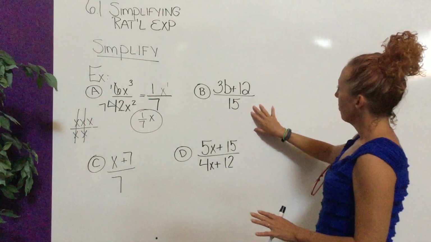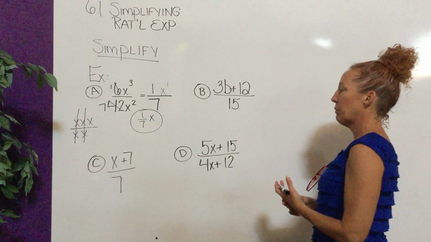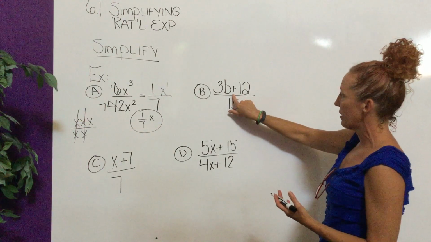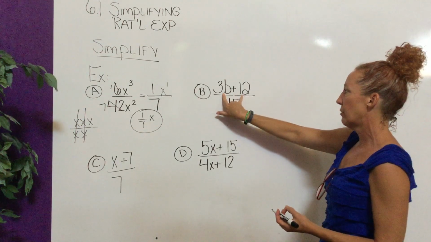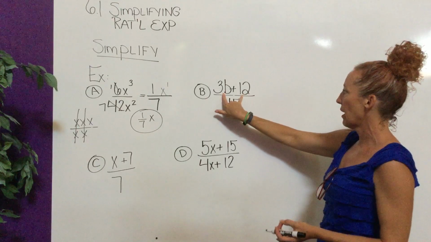All right, B. Now we're getting a little bit more complicated because now we have this addition sign. So we have a 2-term polynomial or a binomial.